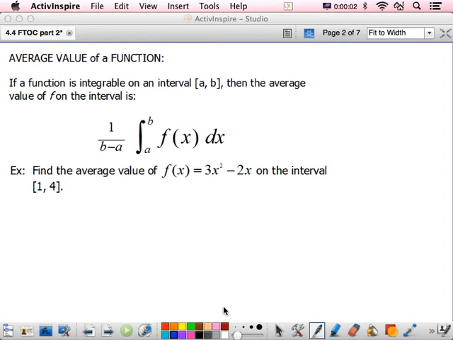For the second part of section 4.4, we're going to talk about two things. We're going to talk about the average value of a function over an interval, and we're going to talk about the second fundamental theorem of calculus. So the first thing is the average value of a function, and here's what it states.